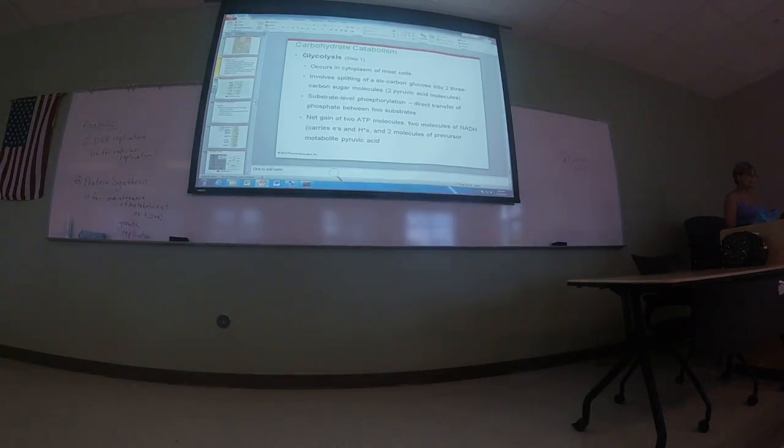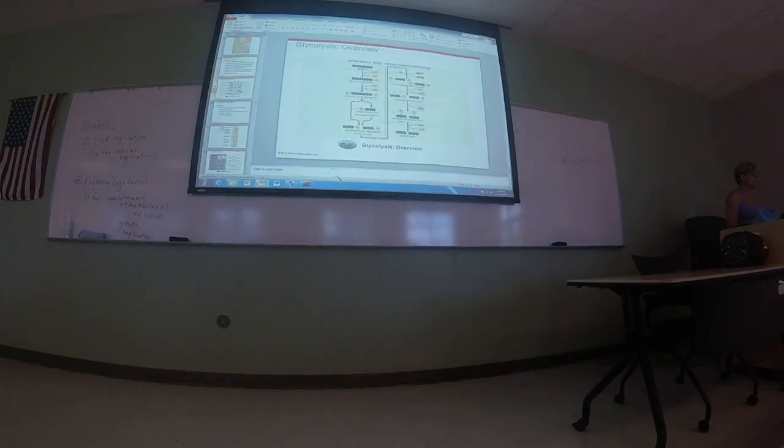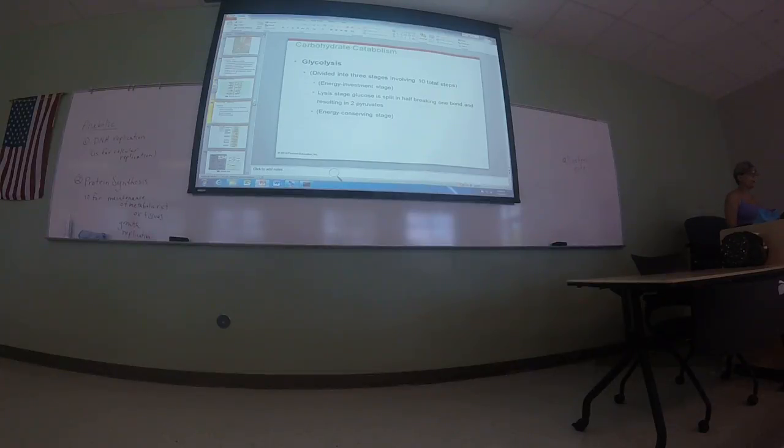Glycolysis. Here's the glycolysis overview. You can just follow the picture. Glucose gets split into 2 pyruvic acid. That wasn't so bad, was it? How many ATP do you get? You put in 2, you get out 4. Net gain is 2. We'll write it on the board tomorrow.